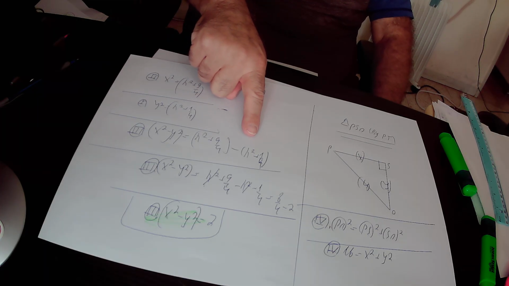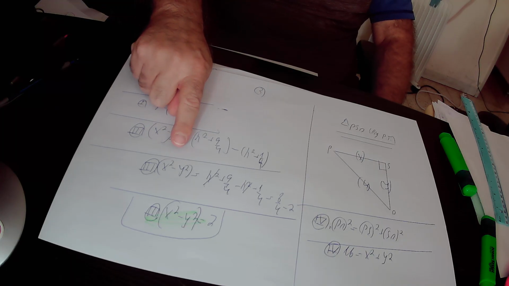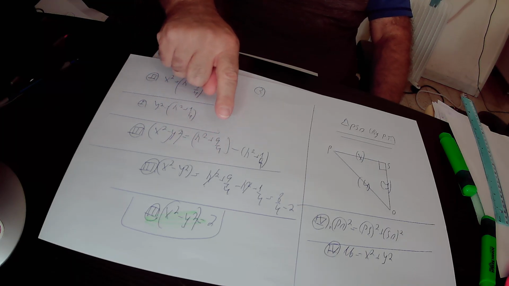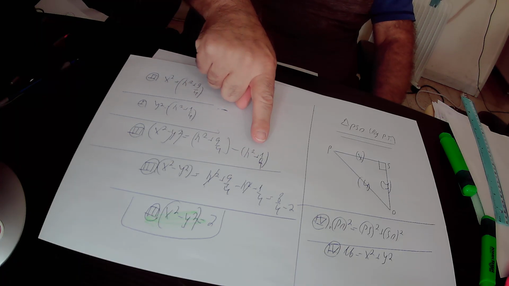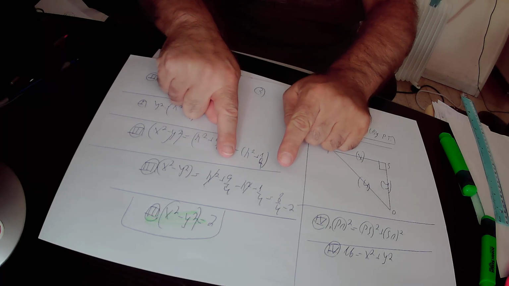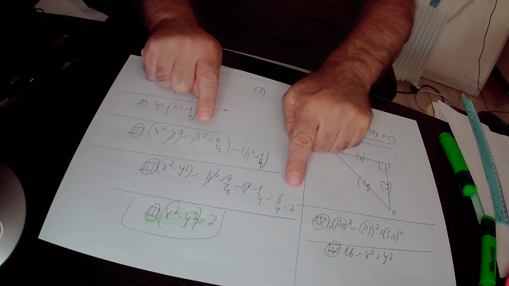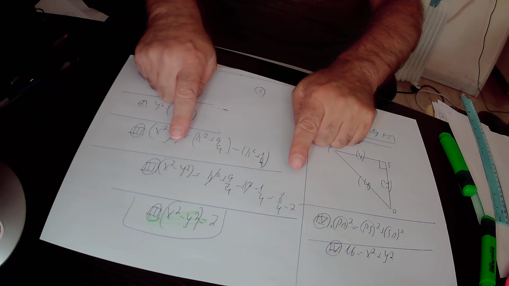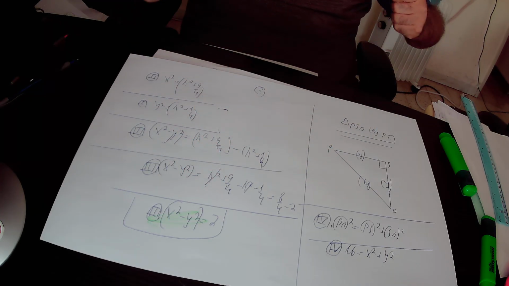So we open the brackets here, and I have found that x squared minus y squared equals h squared plus 9 quarters, and after we open the brackets, minus h squared minus 1 quarter. H squared minus h squared is 0. 9 quarters minus 1 quarter is 8 quarters. 8 quarters is 2. So in total, according to equation 3, I have found that x squared minus y squared equals 2.